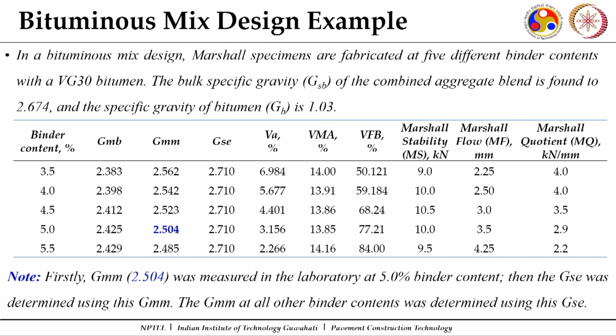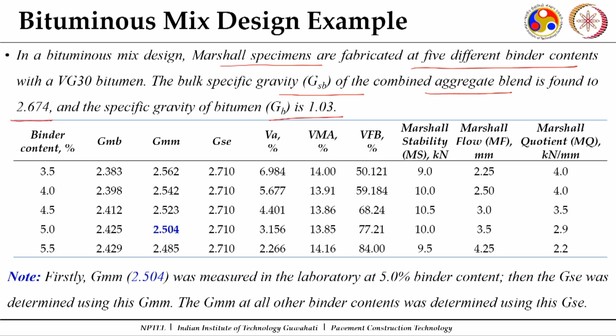So, an example has been created here of a bituminous mix design. Marshall specimens are prepared at 5 different binder contents using a paving grade VG30 binder. The information given is that the bulk specific gravity of the combined aggregate blend was determined as 2.674. The specific gravity of binder is 1.03.